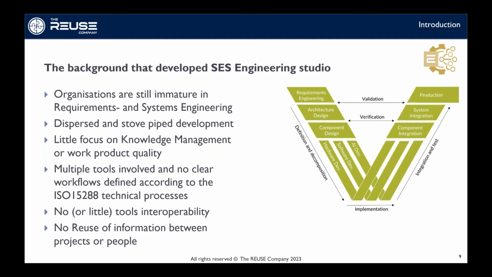But I do agree also with Peter's statement that many organizations are very immature when it comes to requirements, but also systems engineering, meaning the broader picture. And they many times work dispersed. They perhaps have partners doing some parts, and they have large organizations. So they work in a stovepipe manner. They have little or less focus on knowledge management, which is required when you want to do this properly and have a high degree of quality in what you're doing. And I'm not meaning the quality of the product, but the quality of your work products. For instance, the requirement that Peter was showing you has a poor quality.